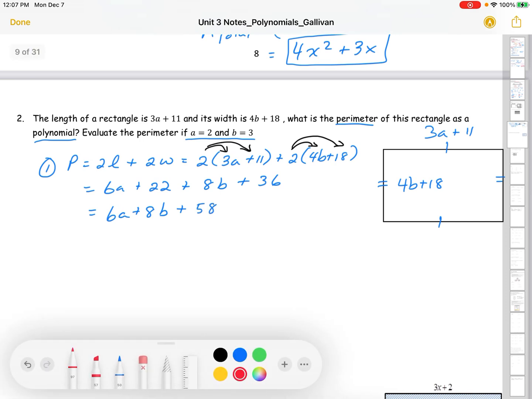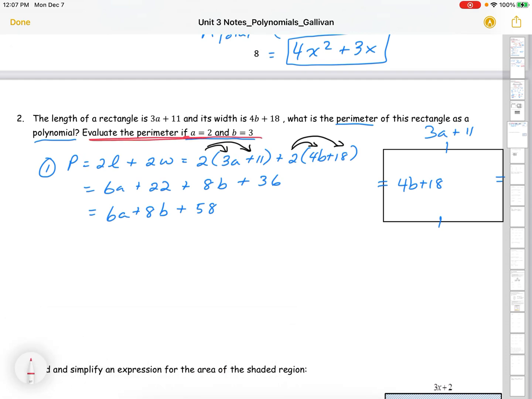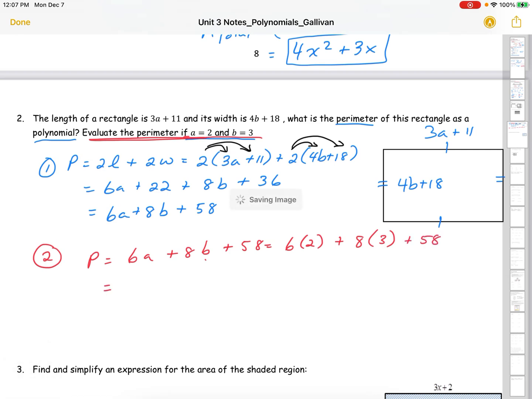Now that's step 1. Step 2, we want to evaluate the perimeter. If a is 2 and b is 3, I take my statement here and substitute in 6 times 2, because a is 2, and 8 times 3, because b is 3, plus 58. 6 times 2 is 12, 8 times 3 is 24, plus 58. And then I add those all up, 12 plus 24 plus 58.